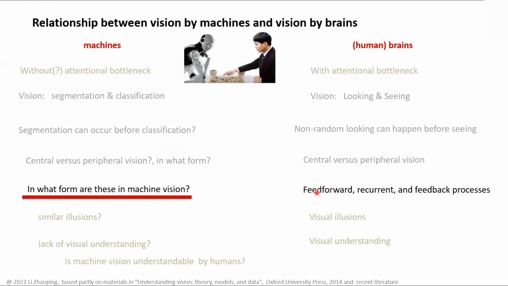Feed-forward, recurrent. And then what are the forms of feed-forward, recurrent, and feedback in machine vision? I'd like to hear from you. What are the current forms of feed-forward, recurrent, and feedback processing? Yes?